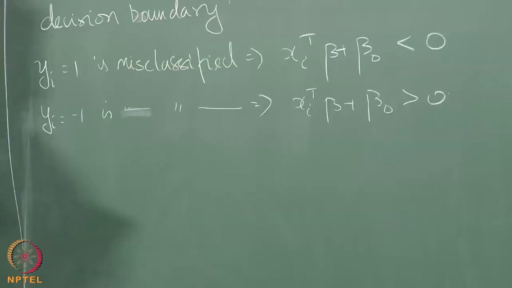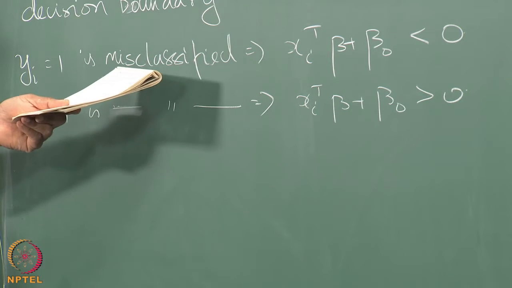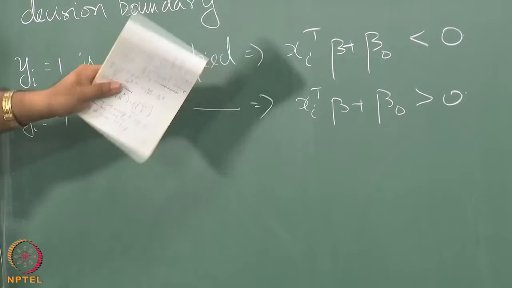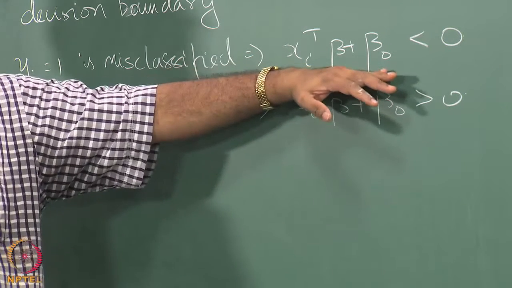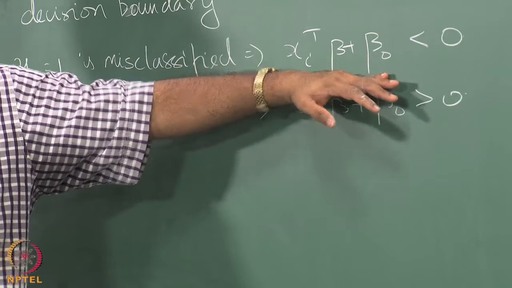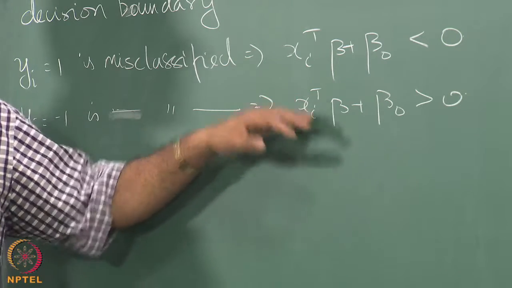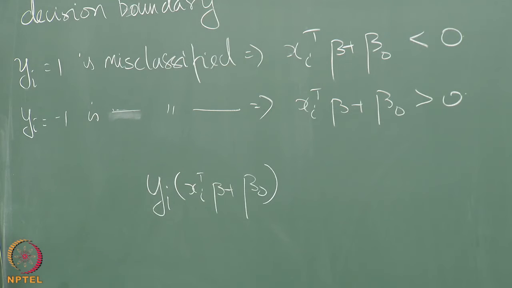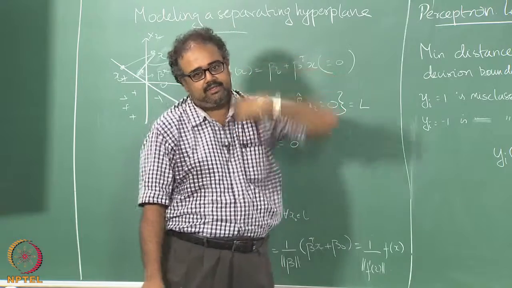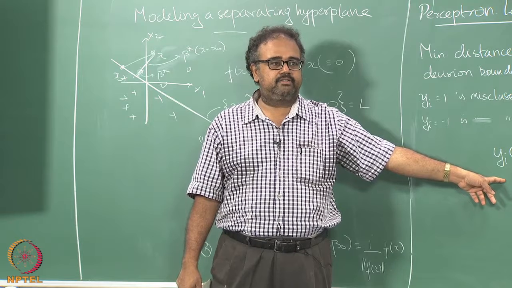Does that make sense? People have to understand this point now. So if the true class was plus 1, but f of x is less than 0, then x will get misclassified. If the true class was minus 1 and f of x is greater than 0, then x will get misclassified. So these are the two conditions under which you will have a point being misclassified. So if I take this quantity, what will it be for misclassified points? It will be negative for misclassified points, and positive for correctly classified points.